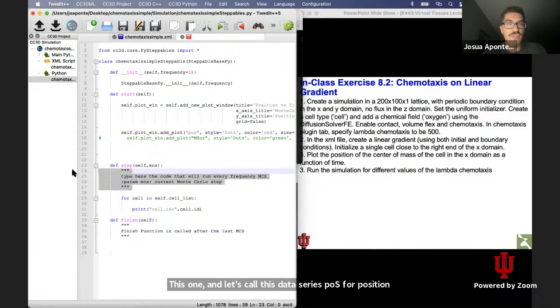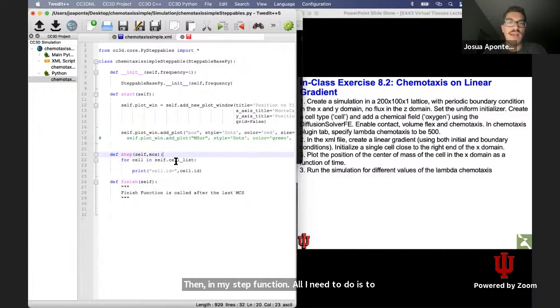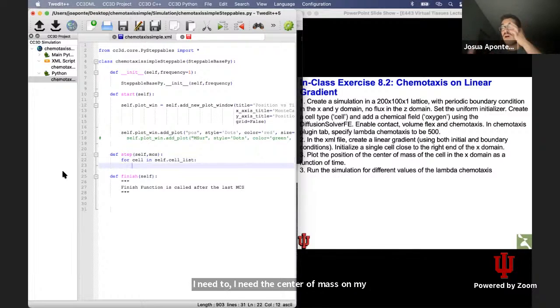Then in my step function, as I iterate through the cell, I just have one single cell. I need the center of mass of my cell on the x-axis because my cell is only going to move in the direction of the gradient, or at least that's the only direction I care about. Any movement along the y-axis is going to be due only to membrane fluctuations and not to the chemotaxis experienced by the cell.